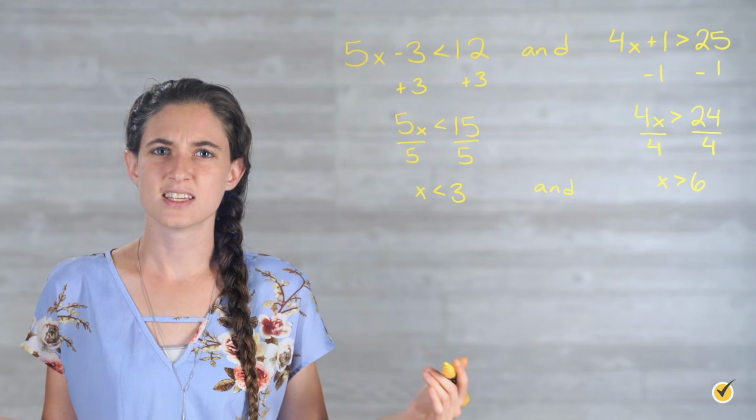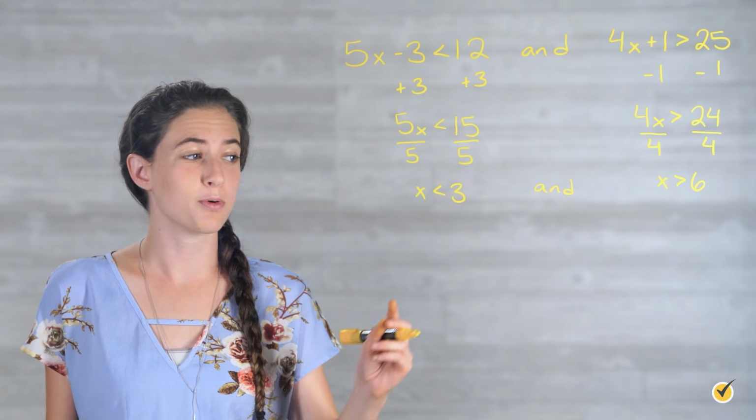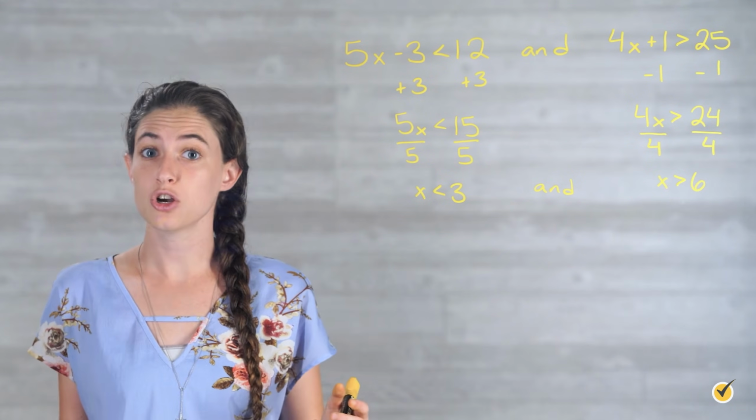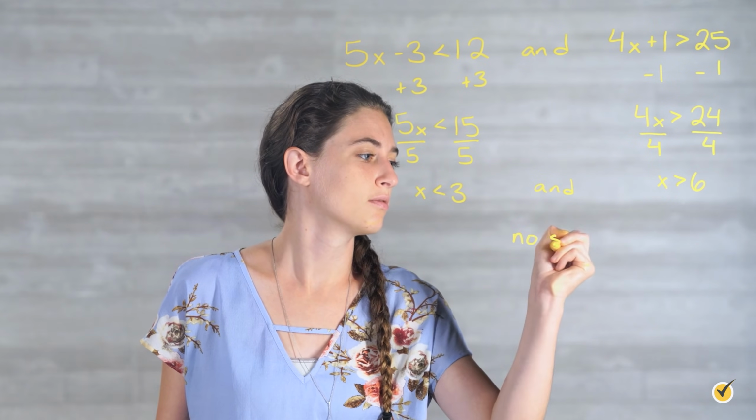But wait, this is impossible. We are unable to find a value for x that is both less than 3 and greater than 6. If this occurs, the compound inequality is said to have no solution.